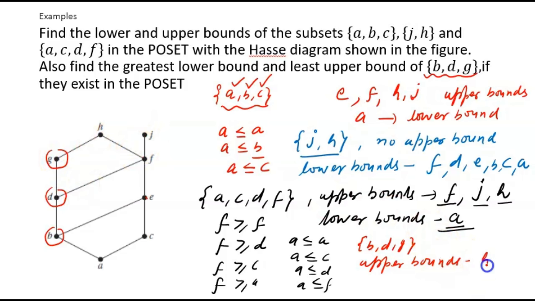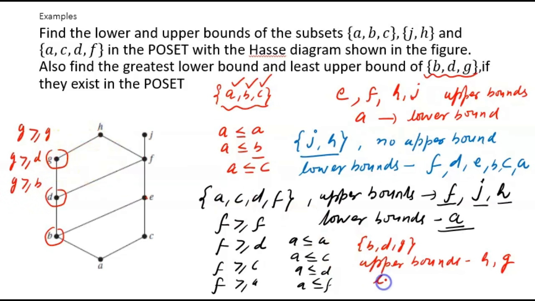So H is an upper bound, and you know where the students will make a mistake? They will not consider G as an upper bound, but be mindful of that. G will also be an upper bound because G is greater than or equal to G, G is greater than or equal to D, and G is greater than or equal to B. So of course H is an upper bound, but G is also an upper bound for this subset. And we have two upper bounds, G and H, right?